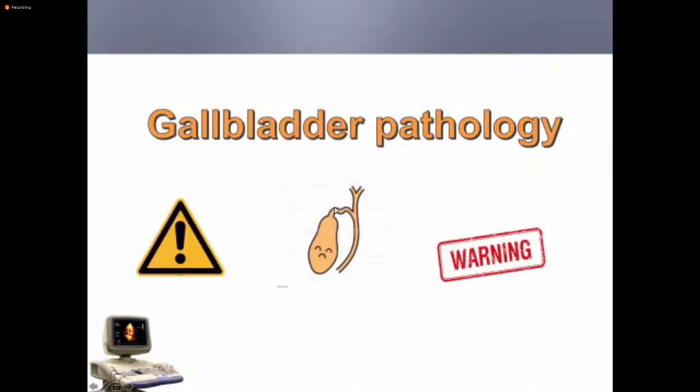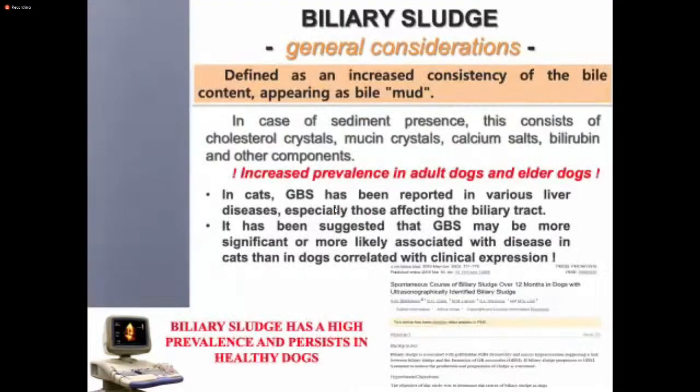Okay, this small introduction, I hope it wasn't so boring for you. And I would like to try to discuss together the most important pathologic aspects of gallbladder pathology. We will start, for the beginning, with the easiest form, the presence of biliary sludge.